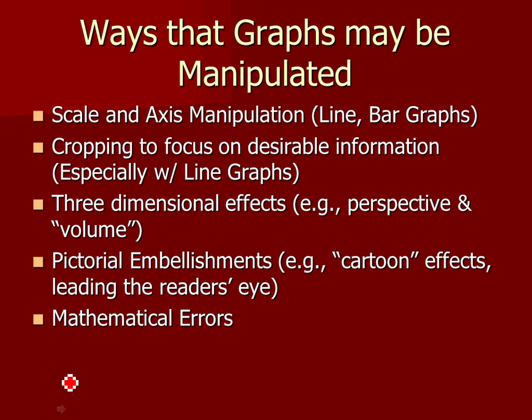Ways that graphs can be manipulated. In summary, we could change our axis, we can stretch things, scale things. We could crop to focus on desirable information. That's if we change our axis to not start at 0 and to start at just the value right before or right after. Certain things with three-dimensional effects, that's our pictorial graphs where we could have volumes looking to be much, much larger than the differences that they actually are. That's kind of similar to the pictorial embellishments, and we could have some mathematical errors. Example, that pie graph where the numbers don't add up to 100, and yet you have an entire burger making me believe that you have 100%.